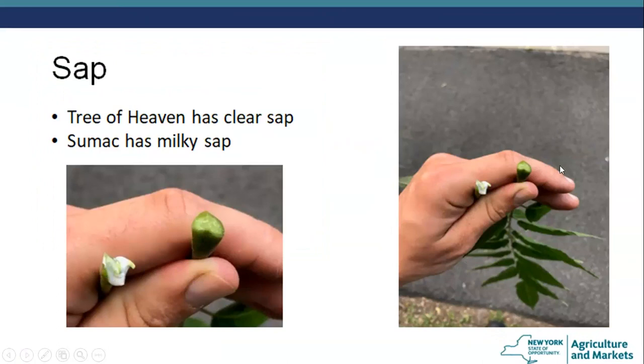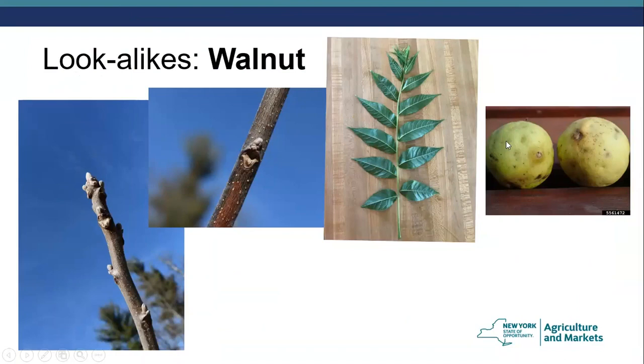Another lookalike, because of the pinnate leaf and leaf scar, is black walnut, and spotted lanternfly also likes to feed on black walnut, usually in one of its earlier life stages. It will feed on immature walnut saplings.